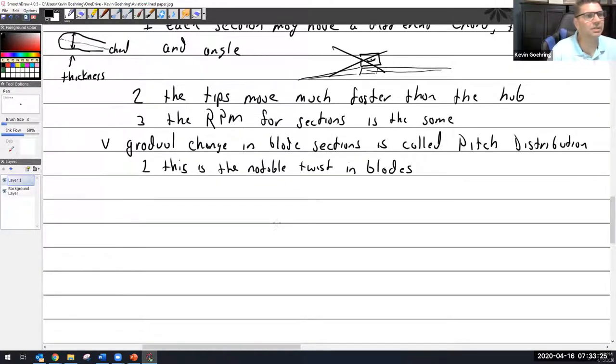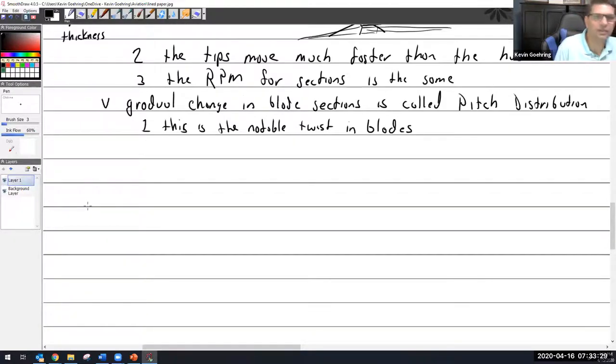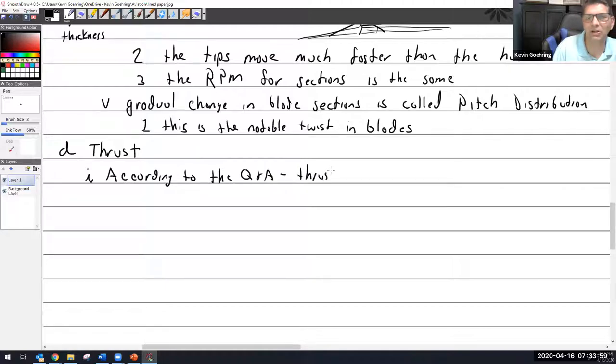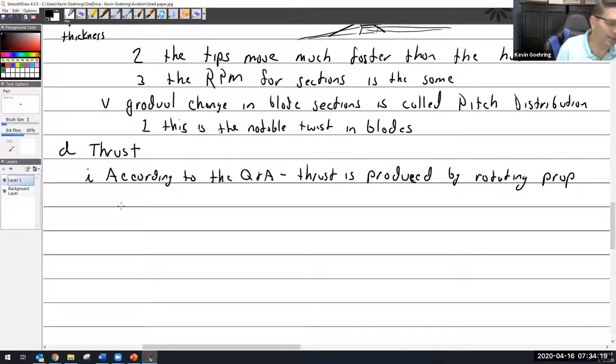Am I good to go up that far? Should be. There we go. All right. Let's talk about thrust. Well, let's go with what I got here. According to the Q&A, and when I preface it with my sources on there, sometimes I don't always agree with it. Thrust is produced by a rotating propeller. I'm going to abbreviate that prop. I'm going to stop writing propeller. Rotating prop in the same way.